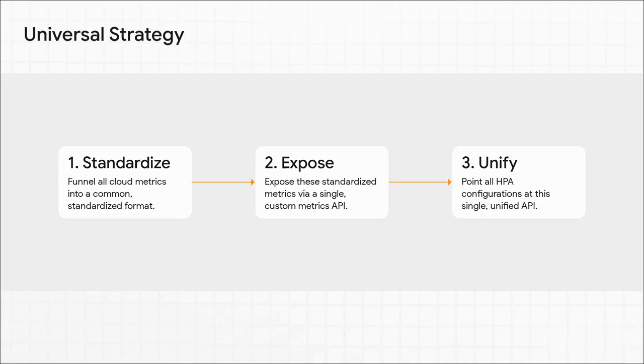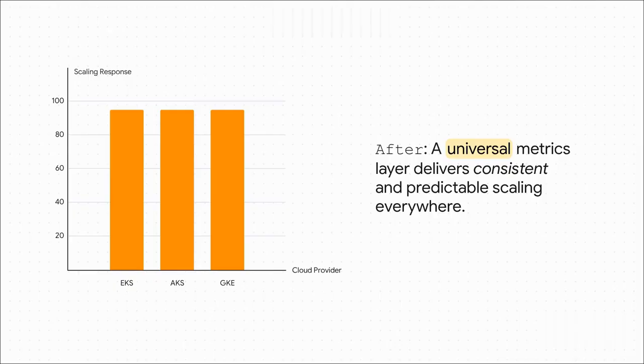And finally, step three, you unify. You point all of your HPAs across all clouds at this one single API. Now, it doesn't matter where the metric came from. The HPA sees one consistent, reliable source of truth. And the result? Oh, it's beautiful. Instead of that chaotic before chart, you get this: perfectly synchronized, totally predictable, and optimized scaling across every single cloud you're on. You tune it once, and it just works everywhere.